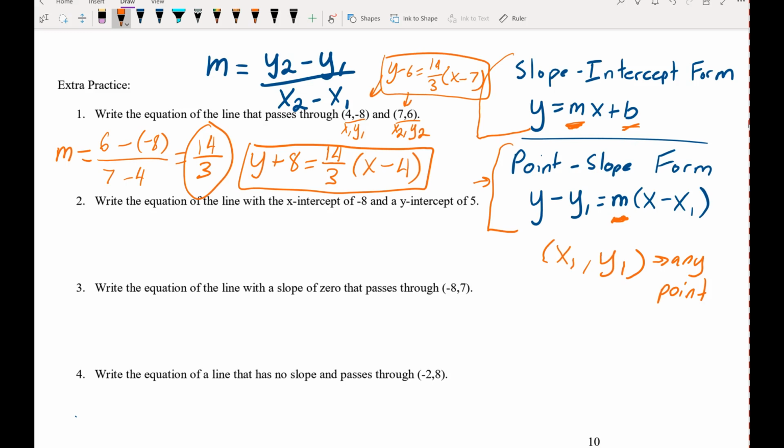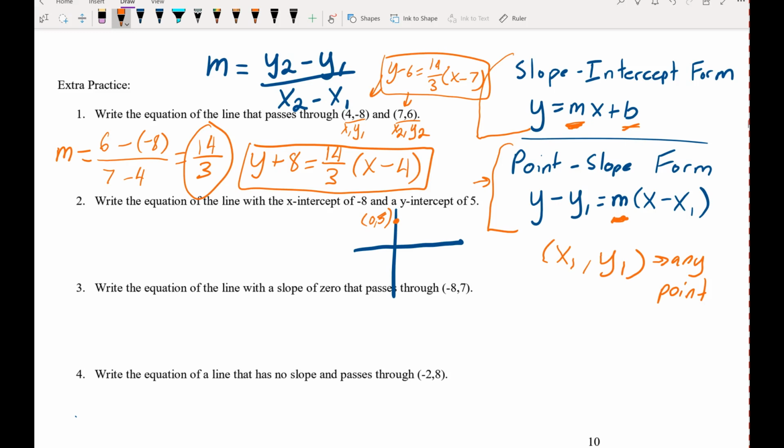So for number 2, when it says write the equation of a line with the x-intercept of negative 8 and a y-intercept of 5, you might say to yourself, there's not enough information to do this one. So I'm going to give myself a set of axes so I can brainstorm a little bit here. It says that it has a y-intercept of 5, so it crosses the y-axis at (0, 5), because when I'm on the y-axis, my x value is 0. That's how I get that point right there.